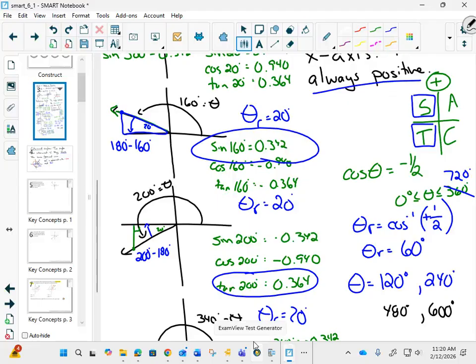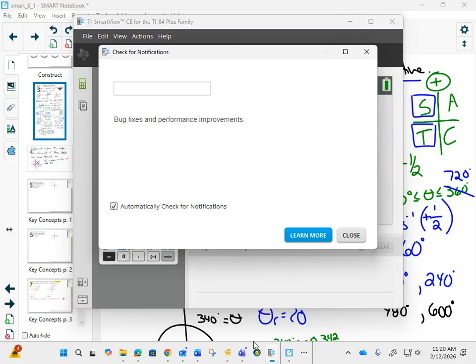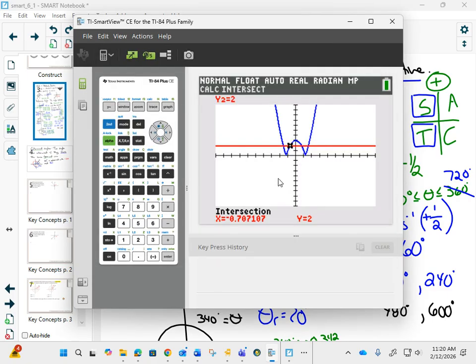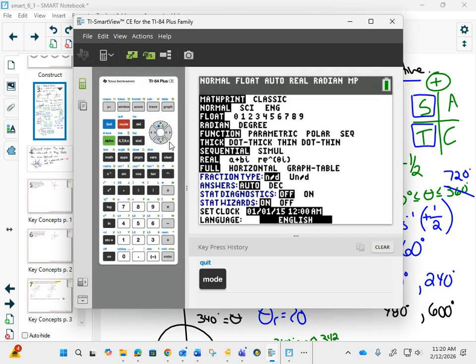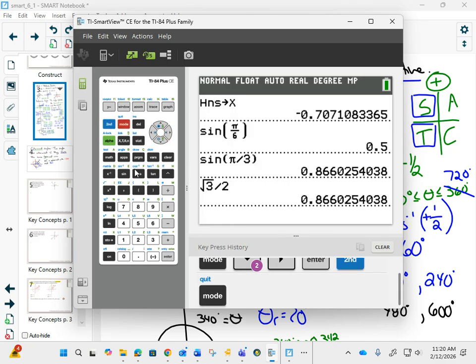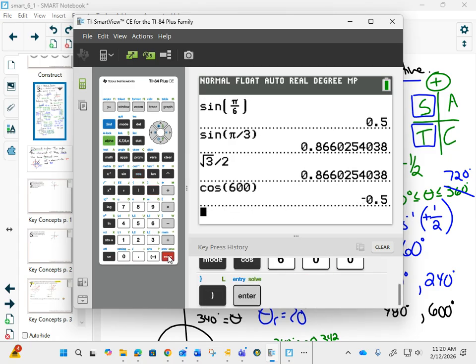Right? And that's why I didn't do anything on my jump. I'm like, well, why would I do that 1080 if I'm going to just be back where I started? Don't need to impress anyone. But now if I go to my calculator and check this, make sure my calculator is in degrees, and I do cos of 600 degrees. Look at that. I get negative 0.5, which is what I had as my question to begin with.